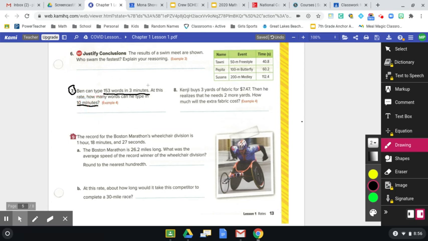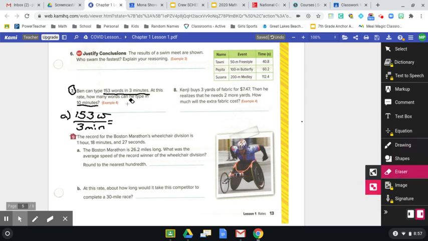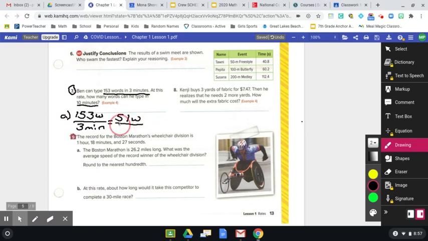So let's figure out first, since this is a 2-part problem, let's talk about how many words he can type in 1 minute. All right, so we set it up, 153 words divided by 3 minutes. So let's calculate that. And you should see 51 words per 1 minute.